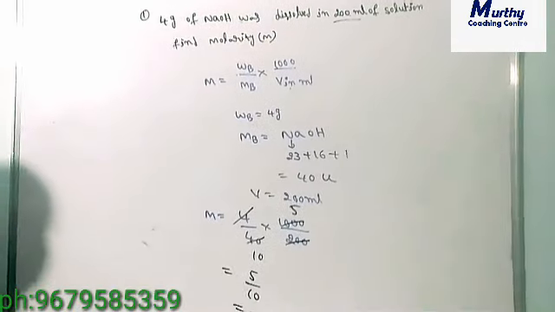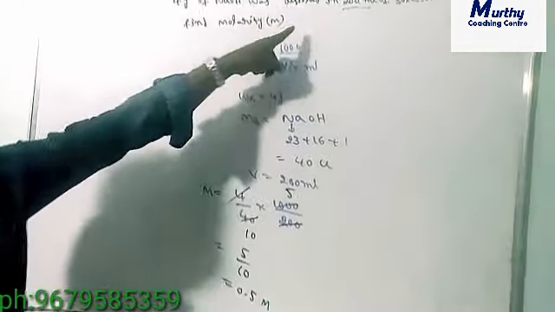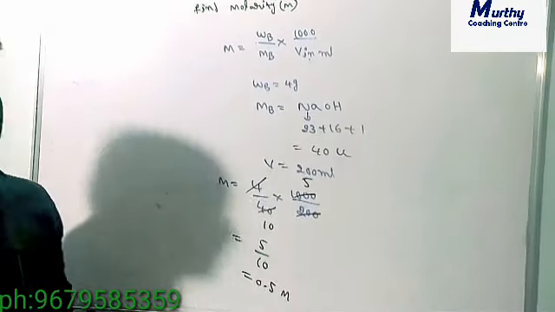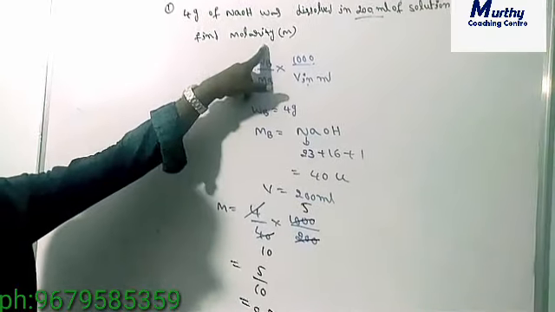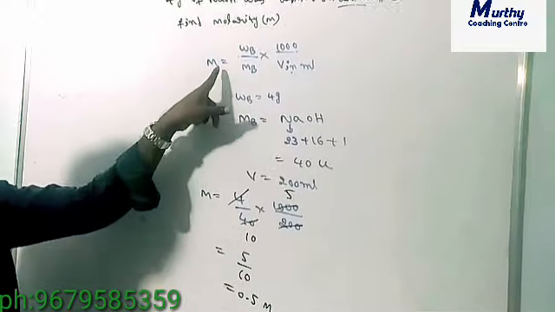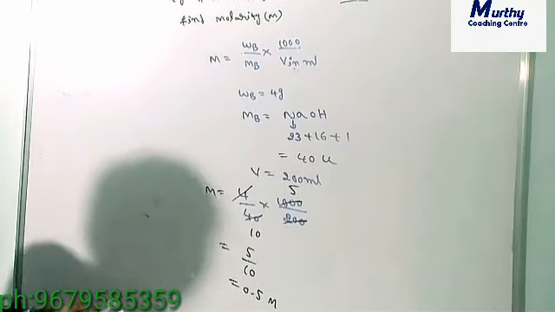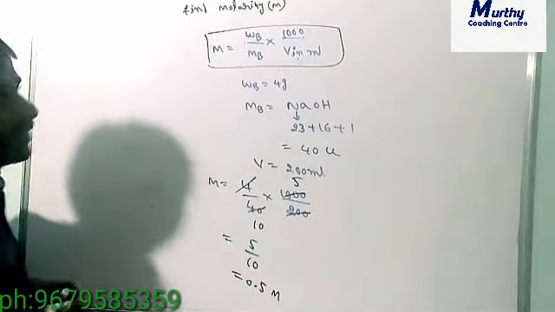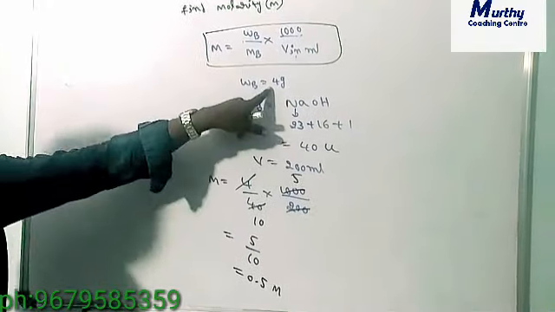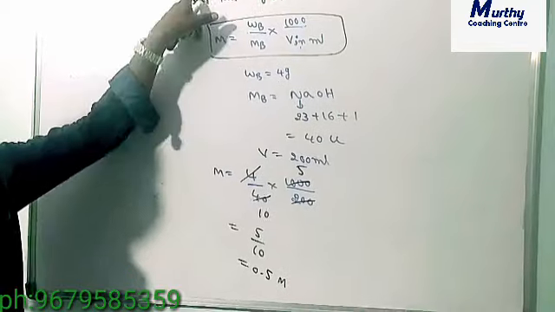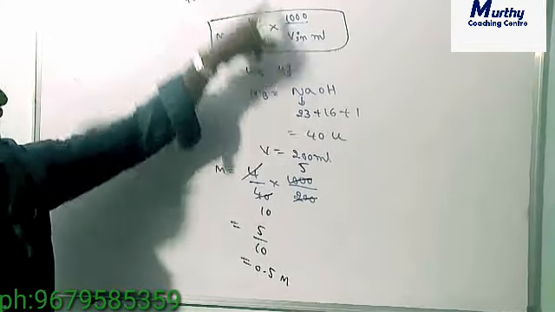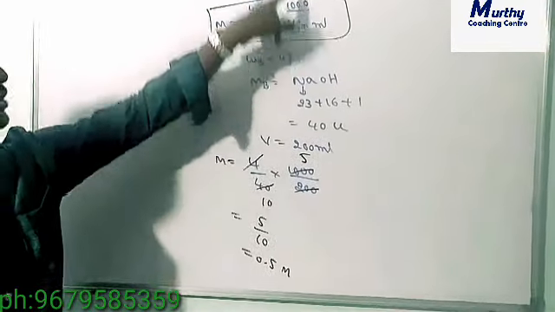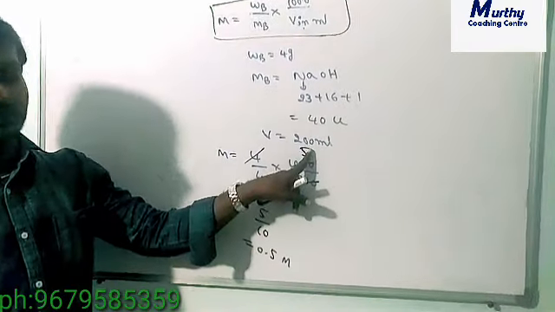What is the question? 4 grams of NaOH was dissolved in 200 ml of solution. Find the molarity, capital M. Now the formula: M is equal to Wb by Mb into 1000 by V in ml. This is the formula. Wb is the mass of the solute, 4 grams. Next Mb, molar mass of NaOH, 40. V, volume of the solution, 200 ml.